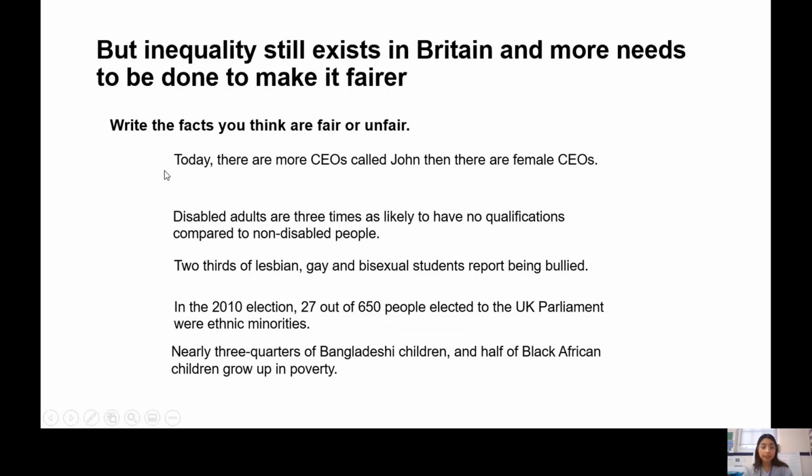And then lastly, nearly 3/4 of Bangladeshi children and half of Black African children grow up in poverty. And again, this is another unfair statement. So as you can see here, there's not equal rights between different genders, sexuality, disability, race, and you can see all of the facts here are definitely unfair. So this shows that Britain needs to do more to make it fairer.